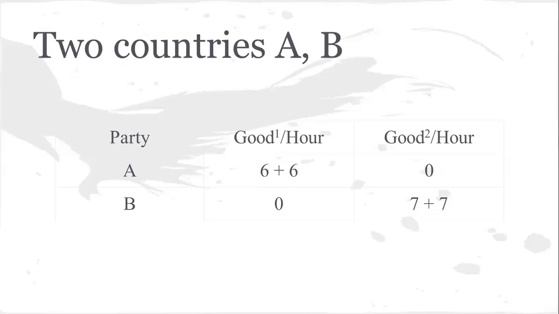Now if A gives all his efforts to good 1, his production will be double. He was producing 6 units of good 1 per hour; now he will produce 6 plus 6, meaning 12 units of good 1 per hour. In the case of B, he was producing 7 units of good 2 per hour, so he will get 7 more units of good 2 per hour. Clearly from this table, A produces more good 1 and B produces more good 2, because A puts his total focus on good 1 and B puts all his focus on good 2.